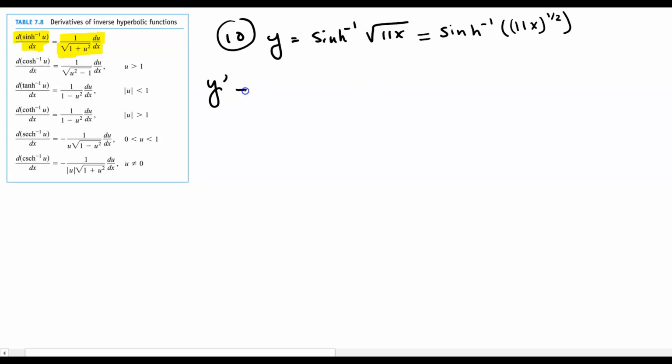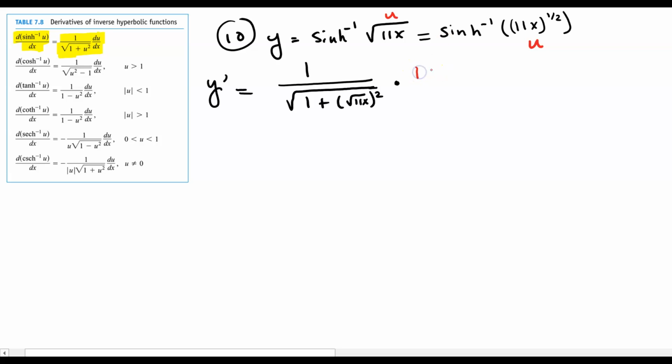And so let's see what this looks like. 1 over, well, my u is this part right here. This is my u. So I'm going to say 1 over the square root of 1 plus, in this case, the square root of 11x quantity squared, multiplied by the derivative of u itself, namely the derivative of this part right here, because we need to think about it in terms of exponents.